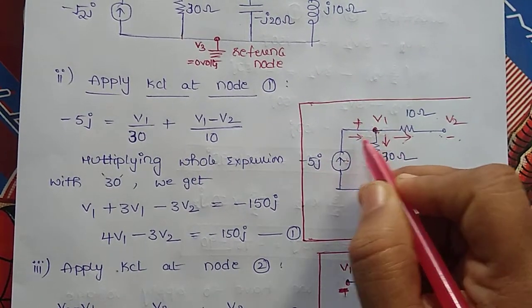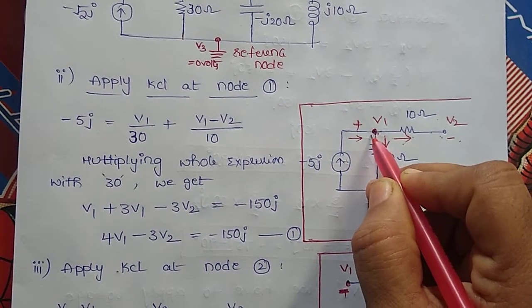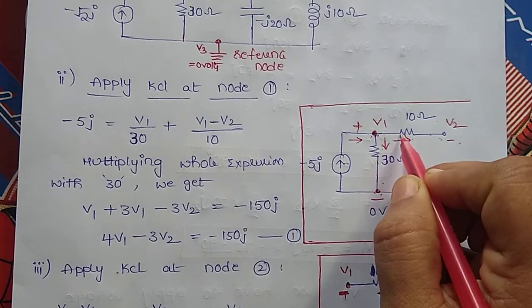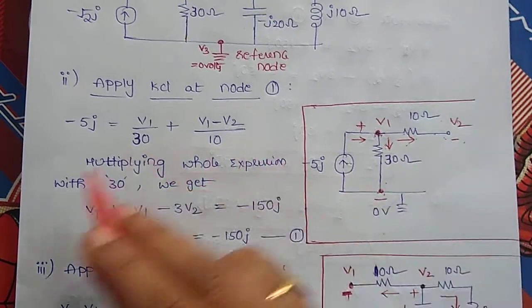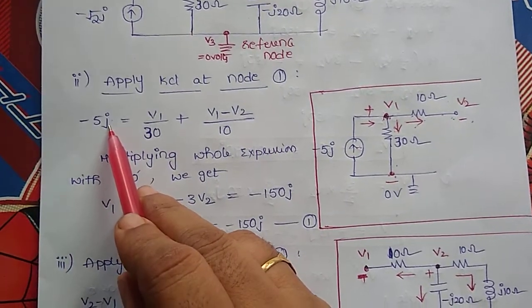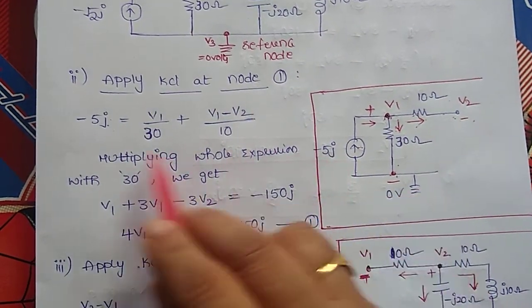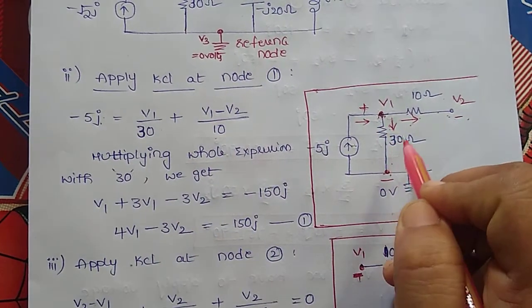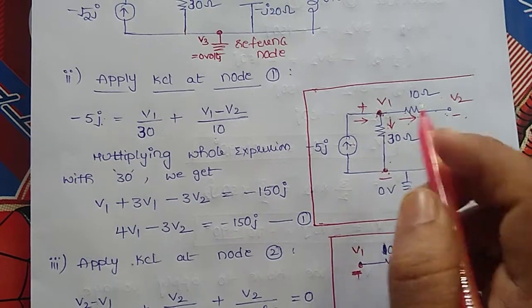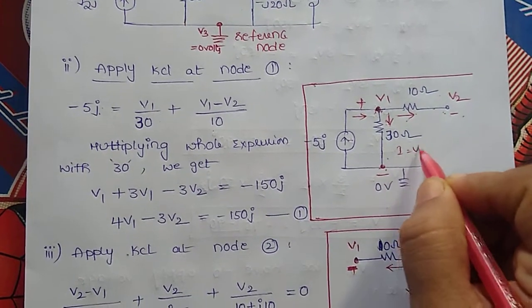algebraic sum of all the currents, means sum of currents entering towards the node is equal to sum of currents leaving the node. Here it is having only one entering current and 2 outgoing currents. So that's why I am taking one entering current, it is given as minus 5J, and 2 outgoing currents as outgoing current.